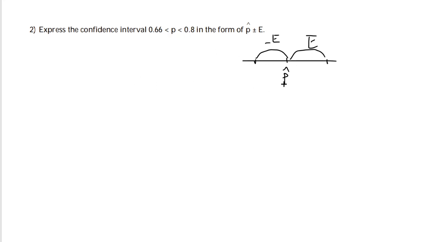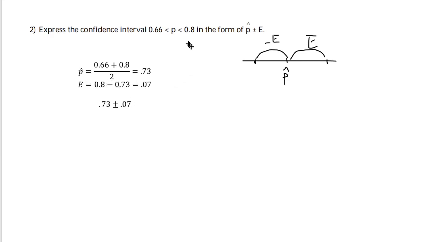So to get the p hat, you just have to take the average of the two to get the midpoint. So I know that p hat is 0.73, and now you can subtract the upper critical level minus the 0.73, and you get the value of 0.07.